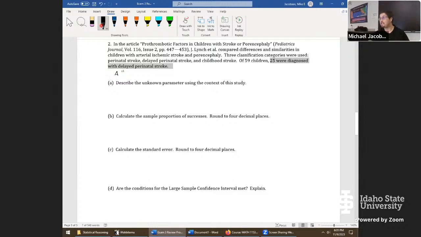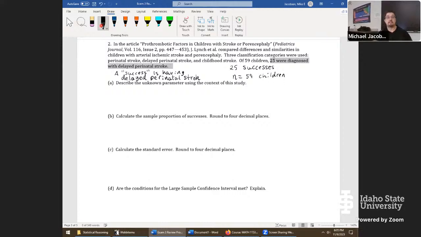Definitely I want to put quotes on it this time. A success is getting the outcome that we're interested in, which is this time having delayed perinatal stroke. I should have practiced those words before coming to class today. So we have a notion of successes. We can say that there are 25 successes, and the sample size is n equals 59 of the children that were in the study.